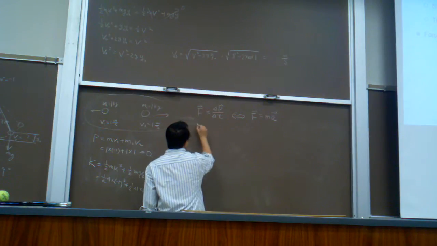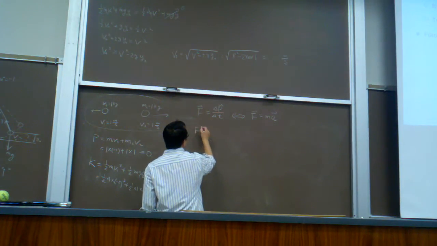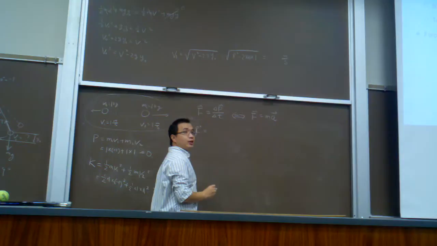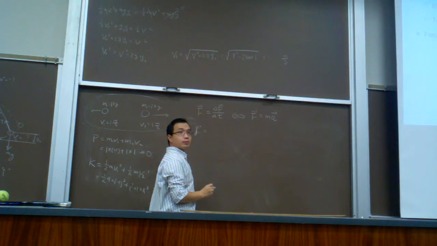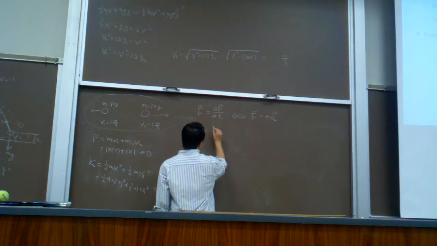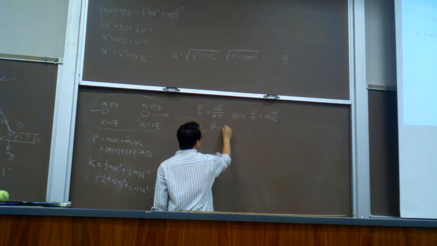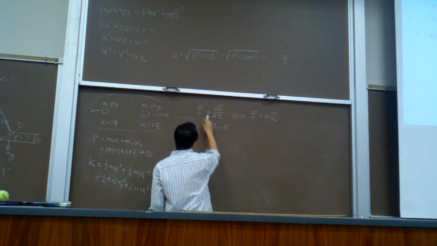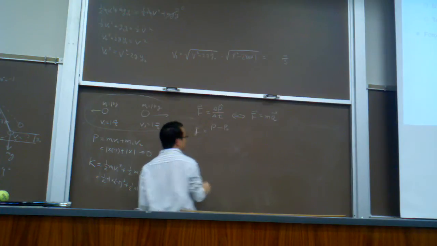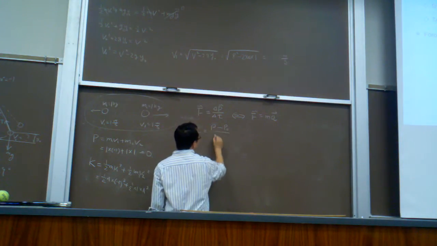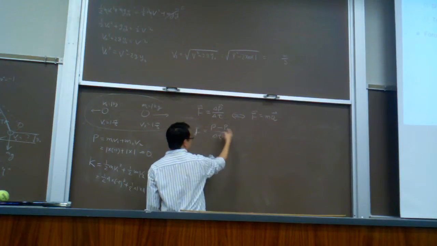We start from here and think about the definition of delta P. It's the final momentum minus the initial momentum. Let's consider one dimension, so we don't even have to worry about the arrow here. Divided by delta T. That's the final momentum minus the initial momentum.